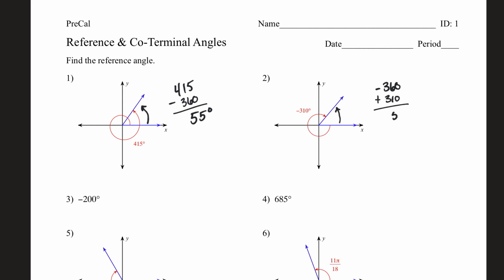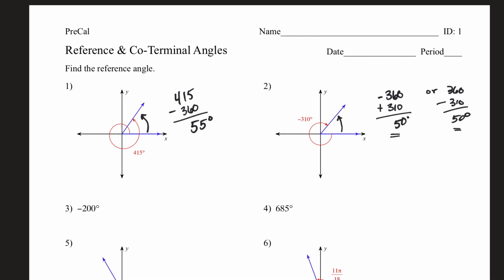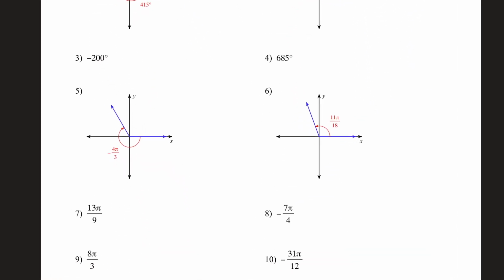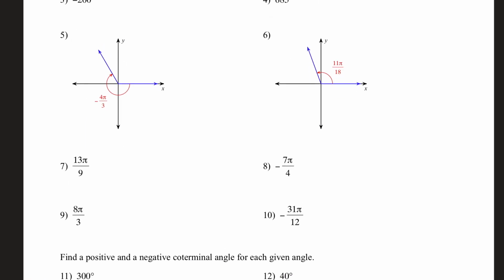As you can see, in number 1, I had turned around the circle and I went a little bit beyond 360, right? So the angle was 415, and I wanted to figure out exactly what that was. So we just subtracted 415 minus 360, and that gave me that little bit left over, which is 55. And I did exactly the same thing on number 2.